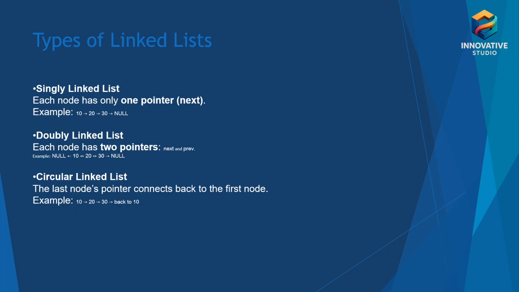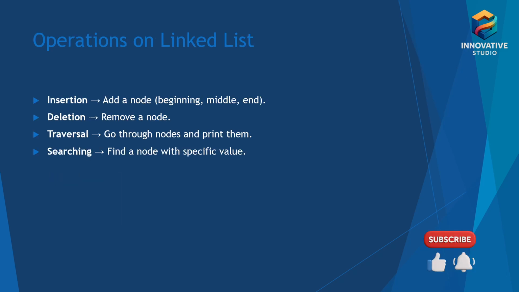And the third type is circular linked list. The pointer of the last node connects back to the first node. So in this way, those nodes are connected in a circular way. That's why it's called a circular linked list.